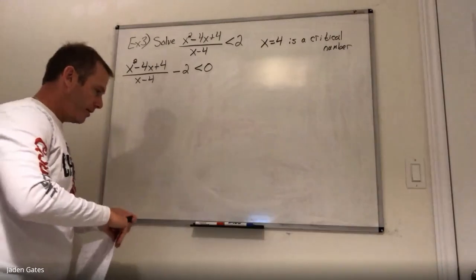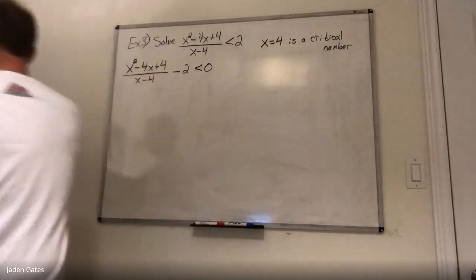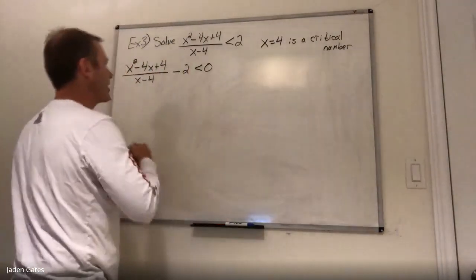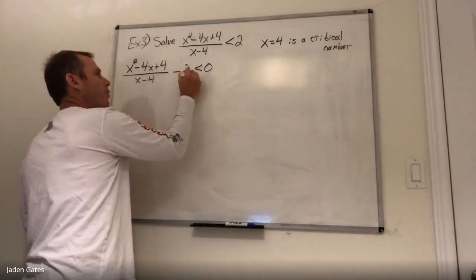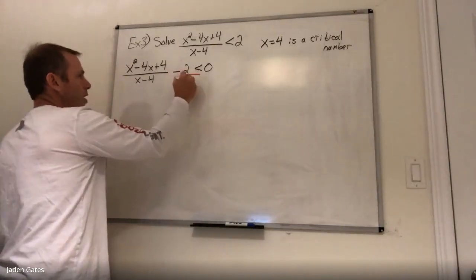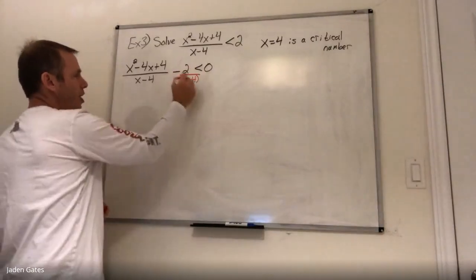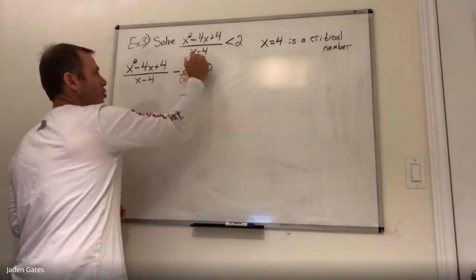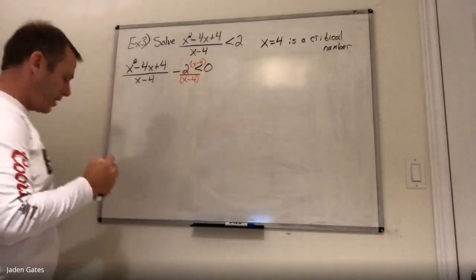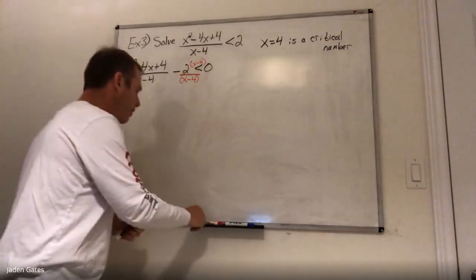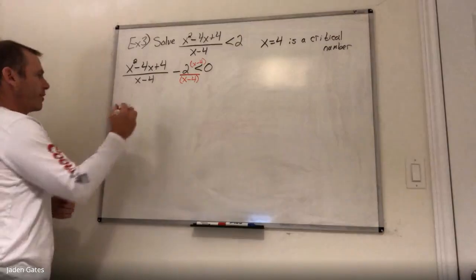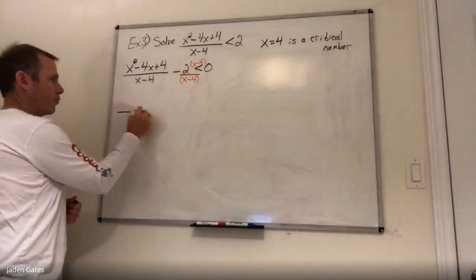Now to do that, I'm going to do what I did earlier, where this 2 is just over 1, so I want an x minus 4 in the bottom. Well, if I do that to the denominator, I don't want to change the value, so I'm going to multiply the numerator by x minus 4. All right, so now we have a common denominator. So I can write this out.